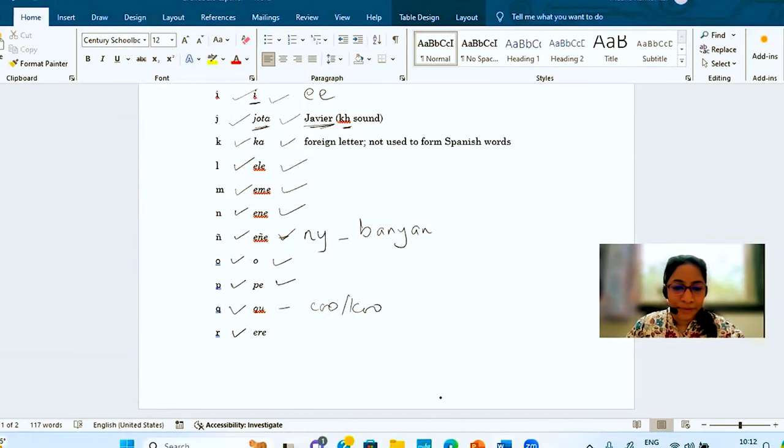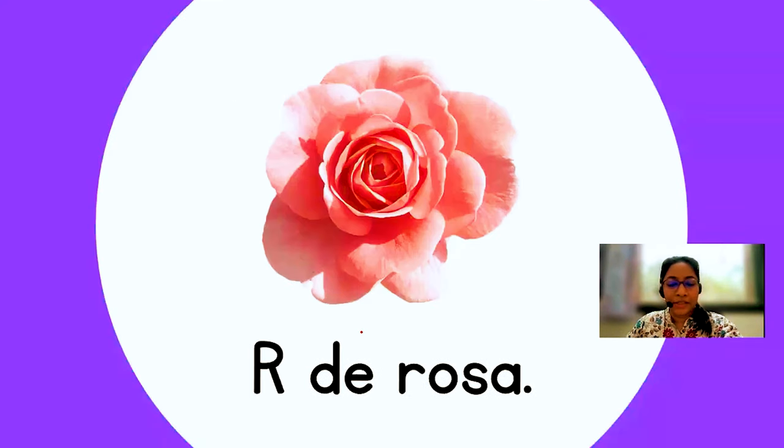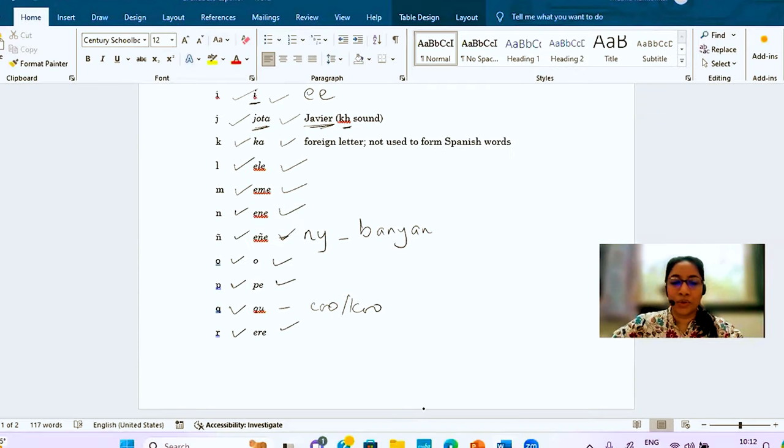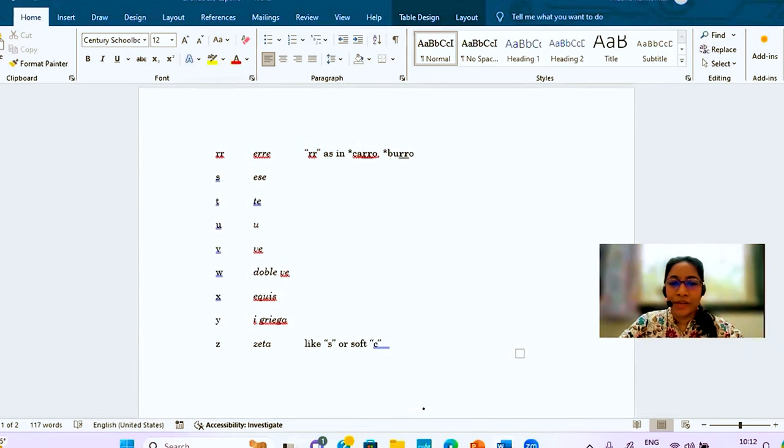This is R. R in Spanish is R. Let's look at one more example for ere. Ere de rosa. Rosa. Rosa has two meanings. Rosa can mean the flower rose, and it can also mean the color pink. That's why I've put a pink rose here. Ere de rosa. Alright, let's go to the next alphabet now. We are going to be looking at this double R in a sec. Before that, let's just finish these alphabets.